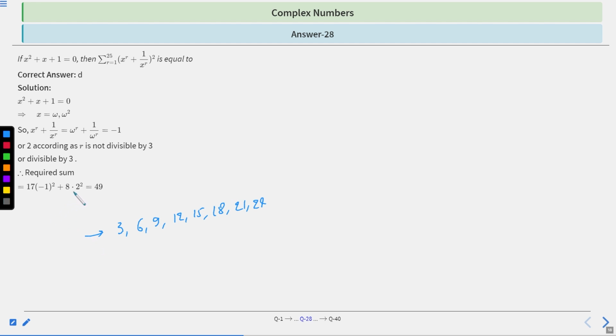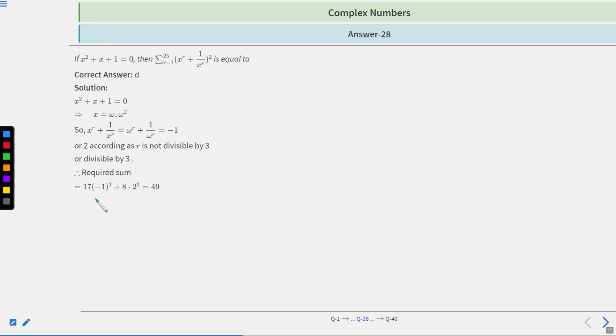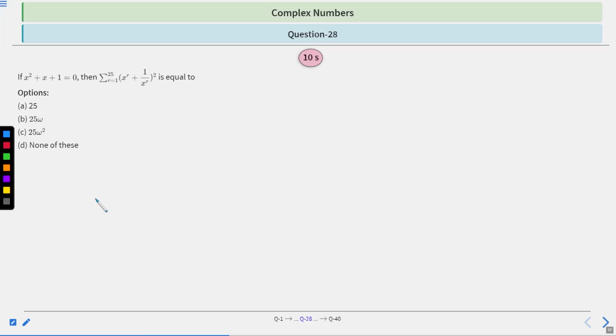So 8 times, because 8 times x to the power r plus 1 by x to the power r will be 2. So 8 times 2 square plus 17 times minus 1 square. So the answer will be 49. So I think option D, none of these, is the right choice.